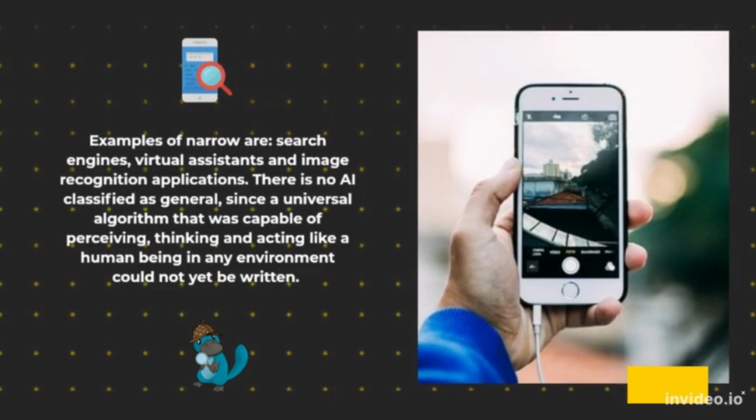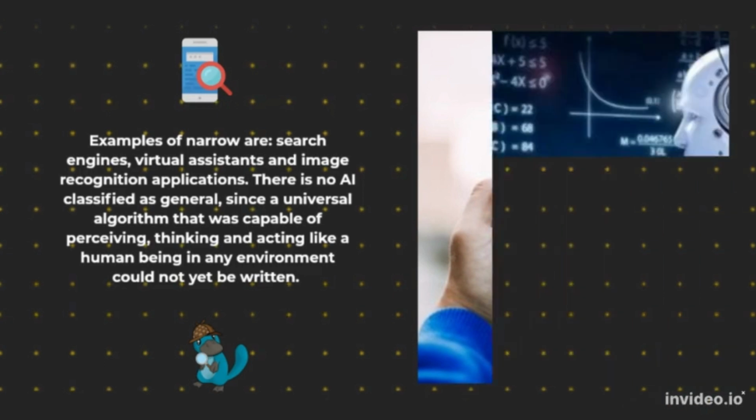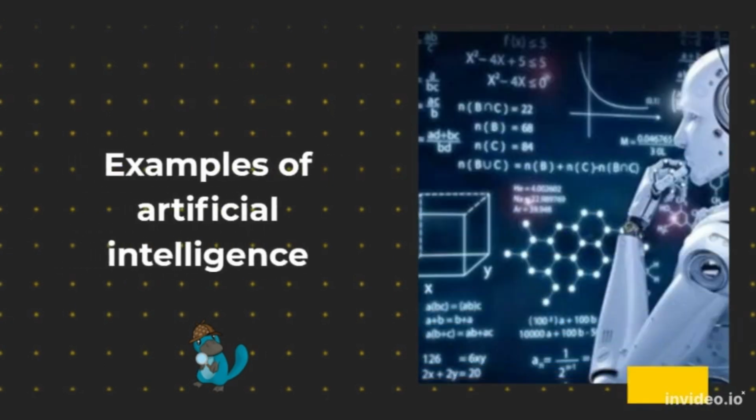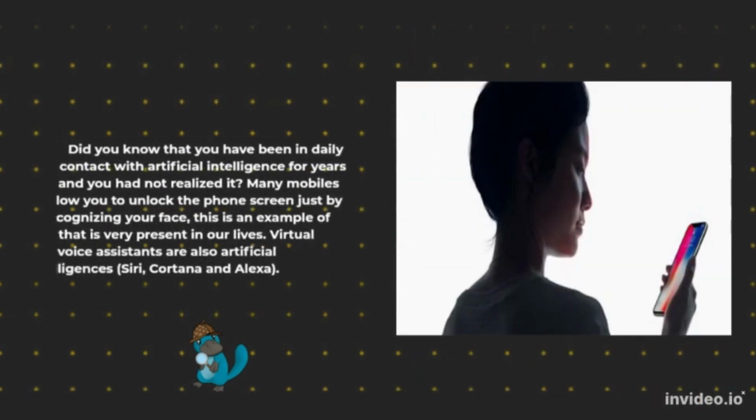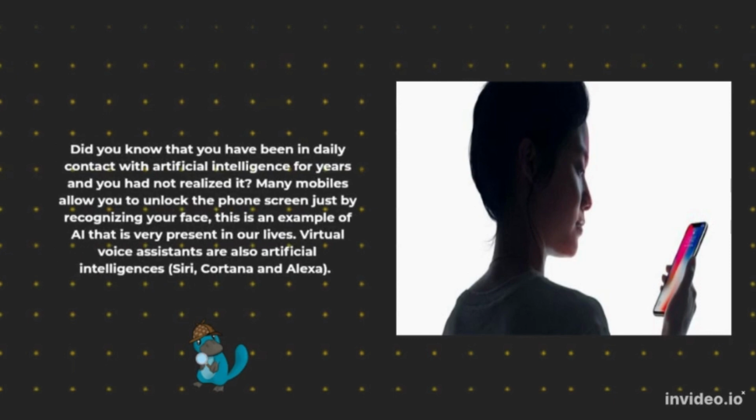Examples of artificial intelligence. Did you know that you have been in daily contact with artificial intelligence for years and you had not realized it? Many mobiles allow you to unlock the phone screen just by recognizing your face. This is an example of AI that is very present in our lives.